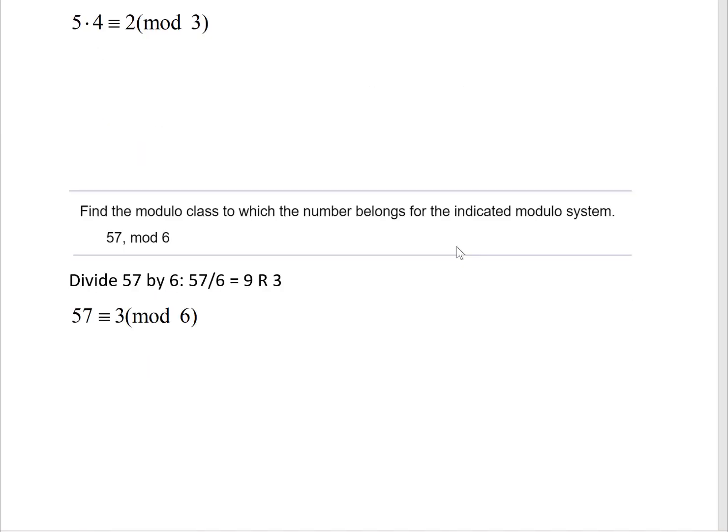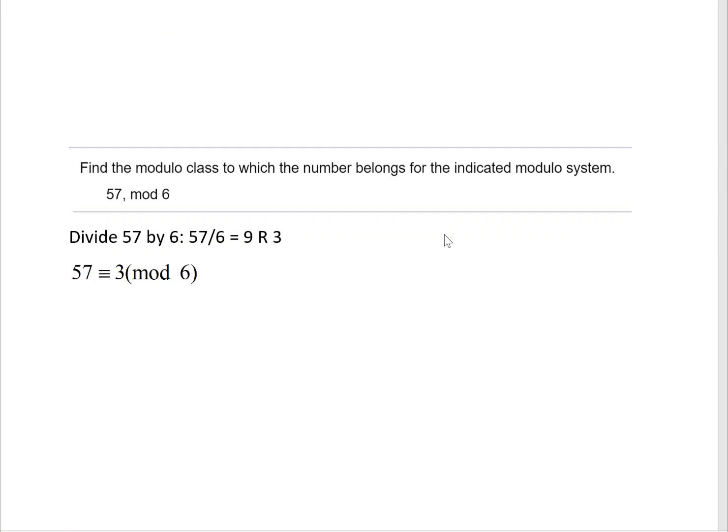Find the modulo class to which the number belongs for the indicated modulo system. Divide 57 by 6. You get 9 remainder 3, so 57 is congruent with 3 modulo 6.